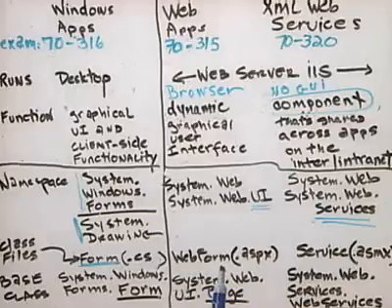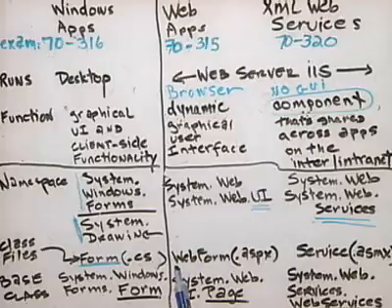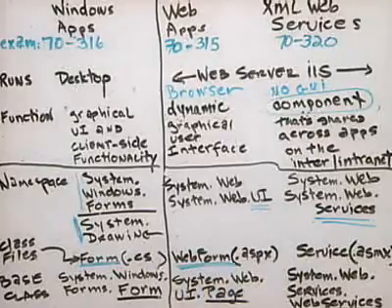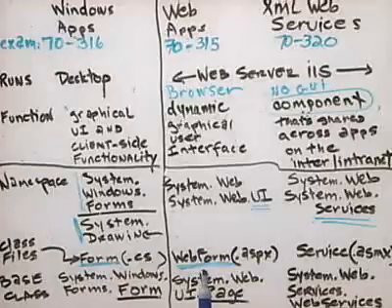Web form classes have this file extension, ASPX. Web form classes are really created to do much the same that a form does in a Windows application. It provides the GUI interface. But remember, this file type gets processed on the IIS server.